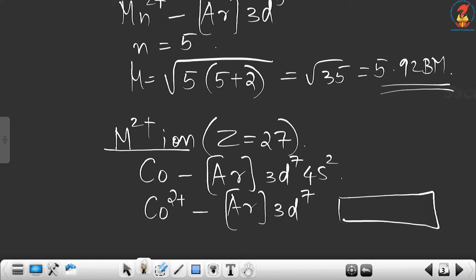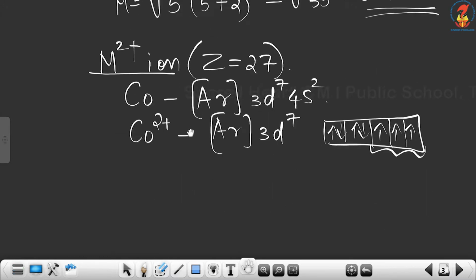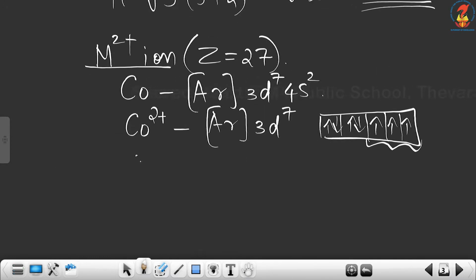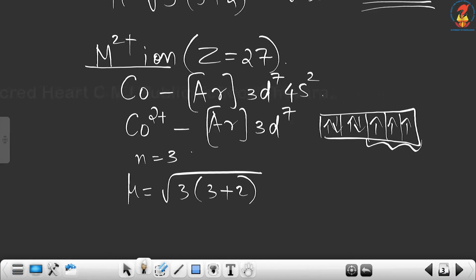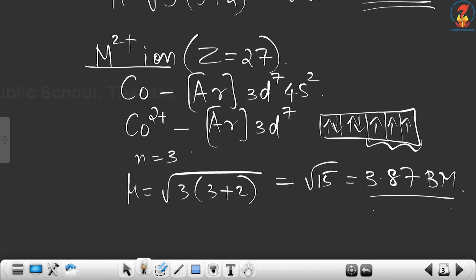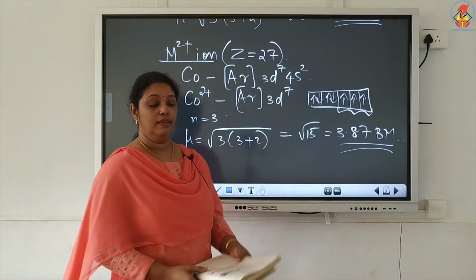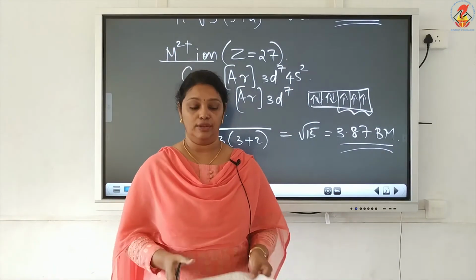Now when we say 3d7, how many unpaired electrons are present? 1, 2, 3, 4, 5, 6, 7. So there are 3 unpaired electrons, so small n is equal to 3. How will you calculate mu? Mu is equal to root of 3 into 3 plus 2, which is equal to root 15, which is equal to 3.87 Bohr magneton. Okay, so this is the second question.